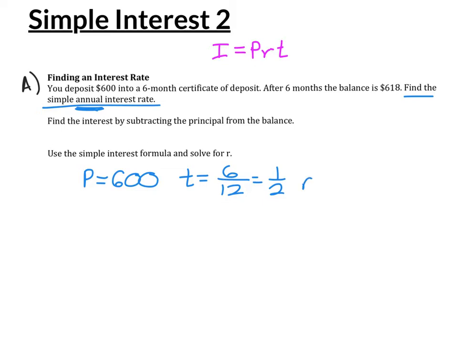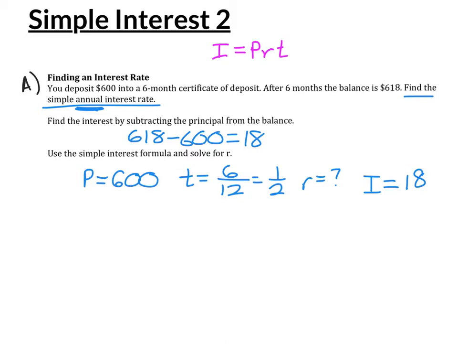We don't know the rate, the interest rate. That's what we're looking for. And we want to know the interest. And we can find the interest here because I know we invested $600 and it's now worth $618. So we can figure out how much money we've earned. $618 minus $600 gives us $18. So I equals 18.